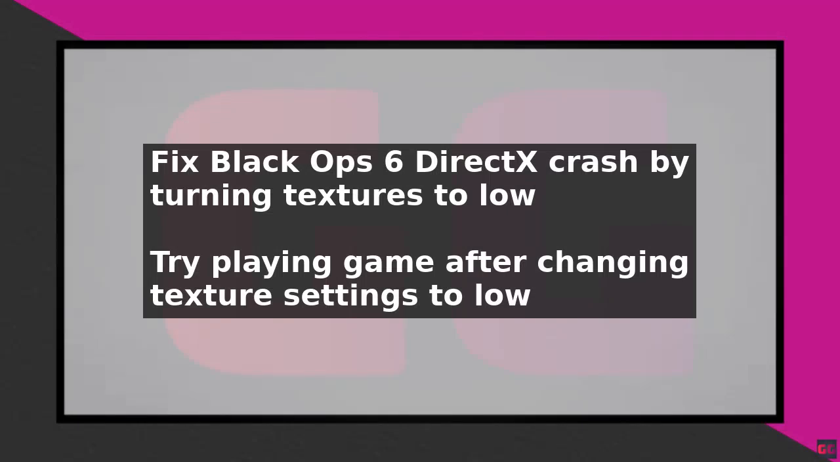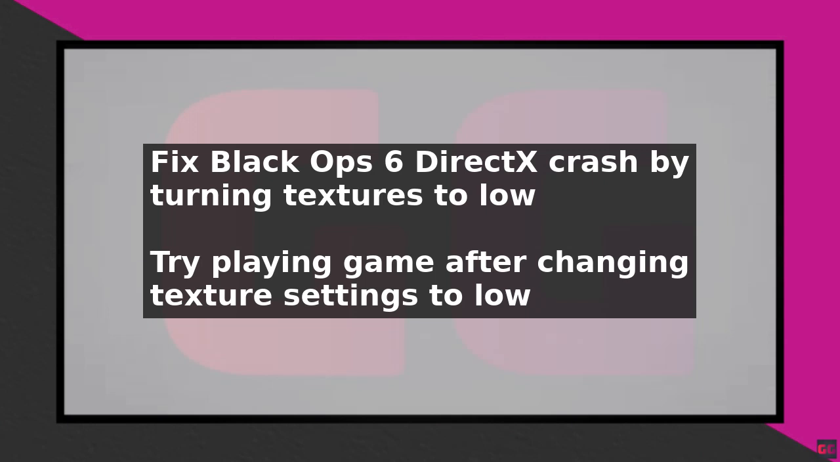To fix the Black Ops 6 DirectX crash error, several solutions can be attempted. The first step is to turn the game's textures to low or very low, which may resolve the issue immediately. To do this, go into the game and change the texture settings to low or very low. Then try playing to see if the game still crashes. Although this may affect the game's appearance, it's a simple solution to try first if the problem persists.